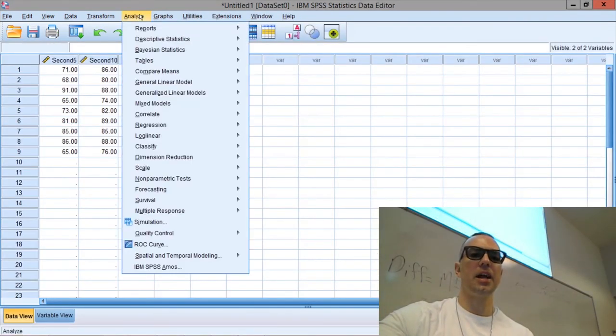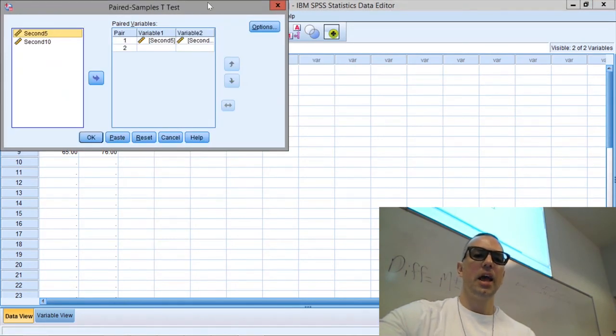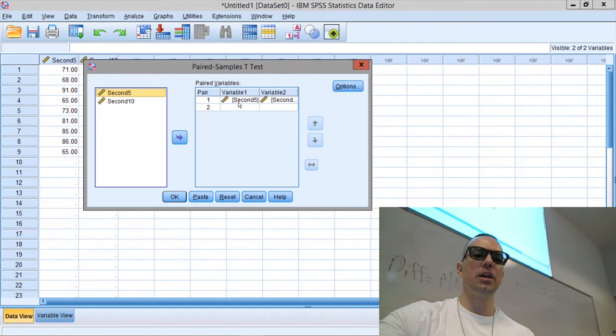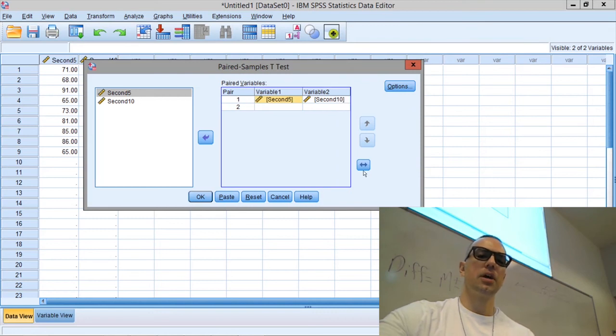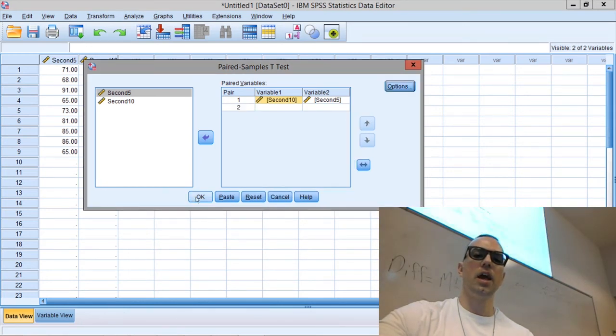We go back to analyze. We go back to compare means. We go back to paired samples t-test. And we just click on variable 1 here. And that double arrow shows up. And we are just going to reverse it. So we got 5 seconds and then 10 seconds. We're just going to reverse it. We got 10 seconds and then 5 seconds. The options up here haven't changed. It's still a 95% confidence interval. We hit continue. We hit OK.